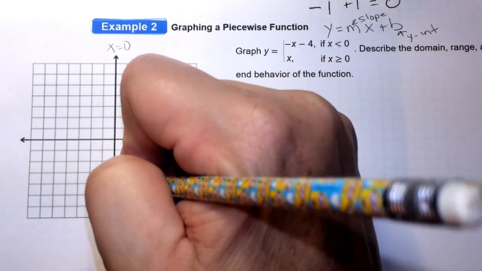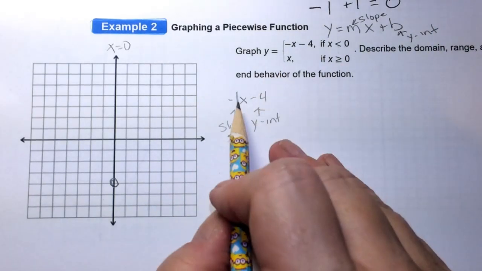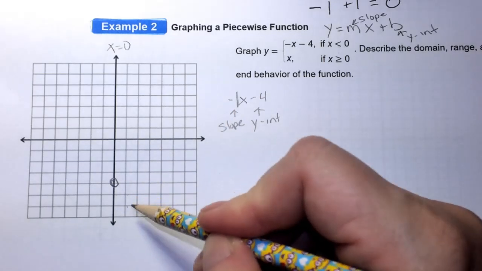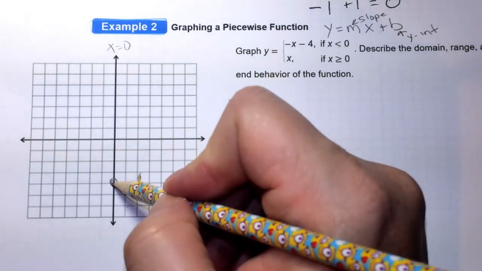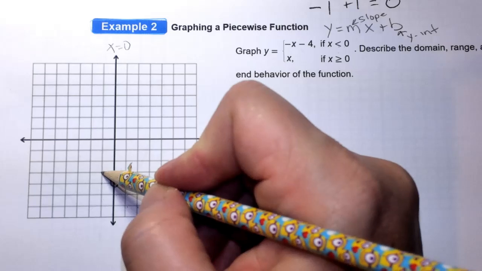So we're going to put an open circle at negative 4 because that's when x is 0. Now, remember we have negative slope. So typically we would go down 1 over 1, down 1 over 1. But remember our graph doesn't exist over here. So we're going to go backwards. So left 1, up 1. So instead of down 1 over 1, we're going backwards, right?